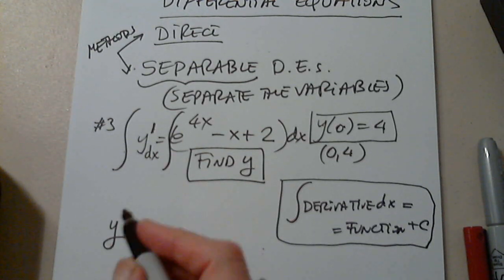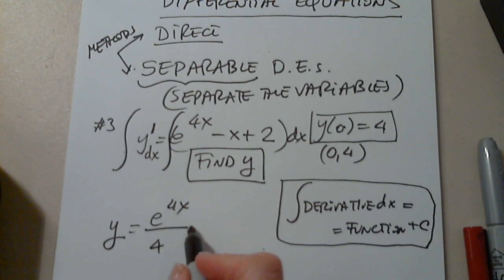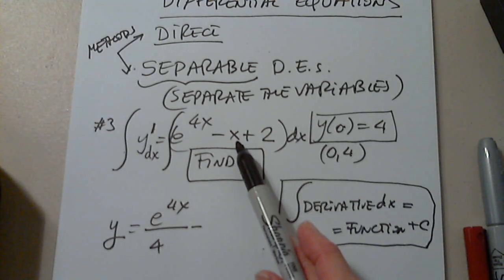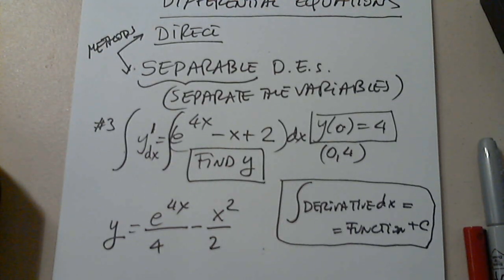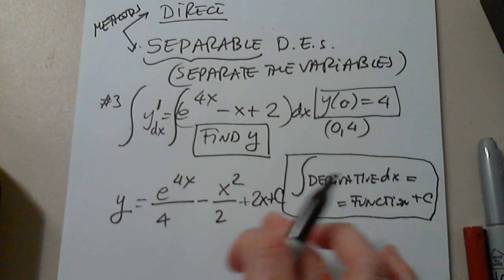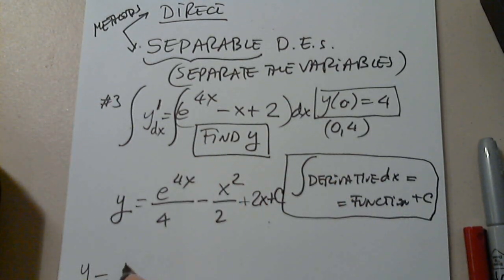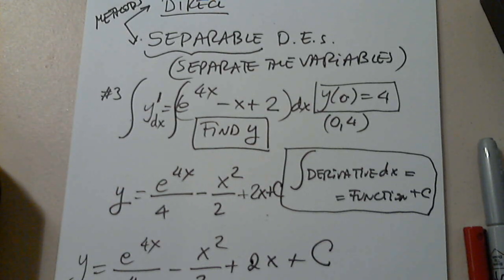The e to 4x over 4x or 4. Exactly. Excellent. Minus. Thank you. X squared over 2. Very good. Plus. And then 2x. 2x plus a constant c. Sorry, it crashes with this. I have to write it again. So e to 4x divided by 4, plus 2x plus a constant c. That's it. We've done this in chapter 4 at the very beginning.